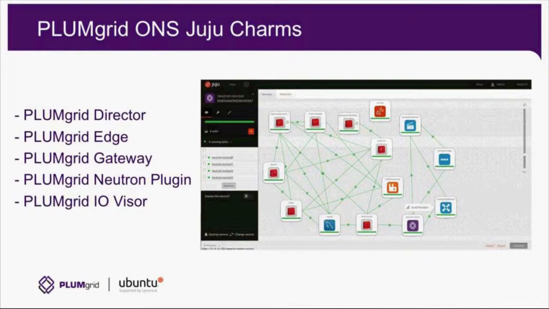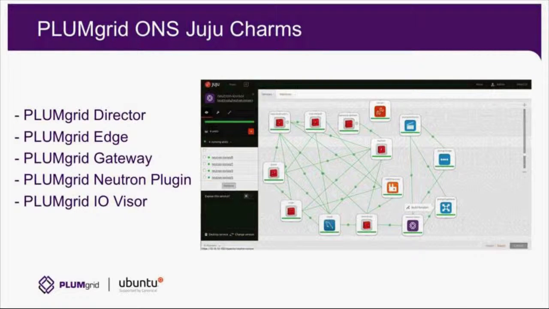The last two are not directly part of the PLUMgrid system, but something we depend on. Obviously, inside OpenStack, your network interface, your APIs are driven through Neutron. Our Neutron plugin provides that layer of abstraction, that layer of translation between OpenStack and the proprietary PLUMgrid implementation. And then finally, IO Visor, which really is the actual data plane.